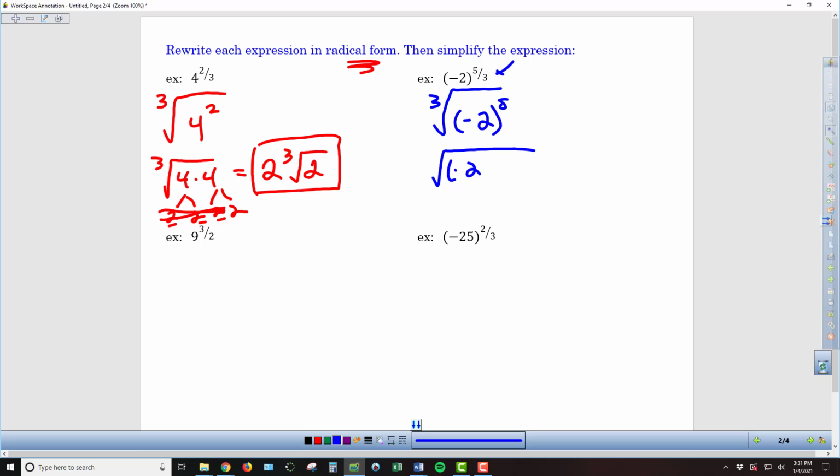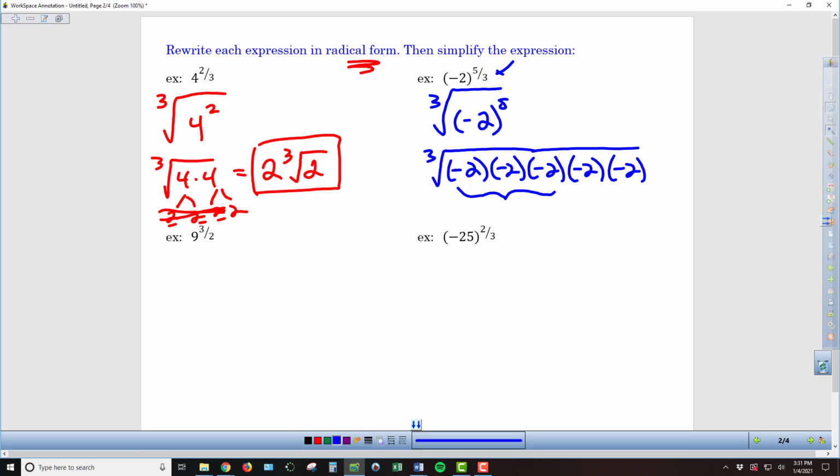So I'm going to write this out the long way. I'm going to have -2 times -2. I'm going to have 5 of those, since it's being raised to the 5th power. I'm not going to bother to multiply that out, because again, I'm looking to see if I can get a set of 3 of them so that I can pull it out. And indeed, I've got that right here.